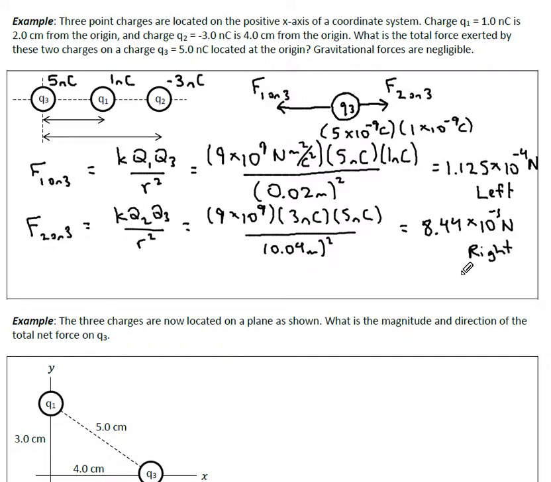So now I have my two values, 1.125 and 8.44, and now we're going to add those two values. The sum of the force is the force of 1 on 3 plus the force of 2 on 3. Now I can start including signs. I define a direction as positive, a direction as negative. Regardless, when I subtract those two numbers, I end up with 2.8 times 10 to the negative 5, but the left force was bigger than the right force, so I know it's going to travel left.